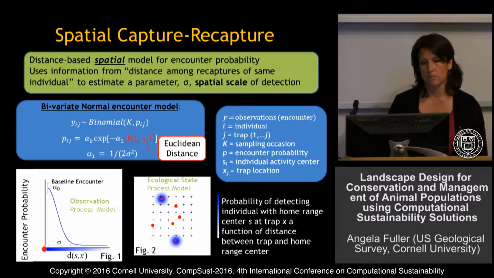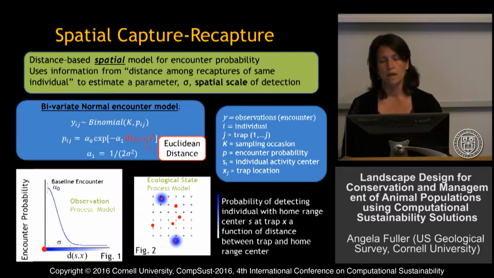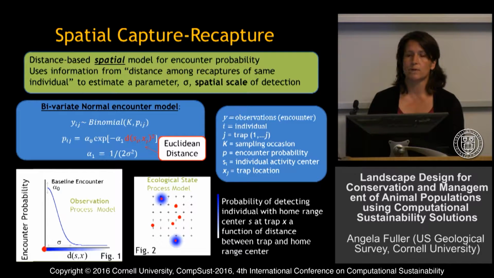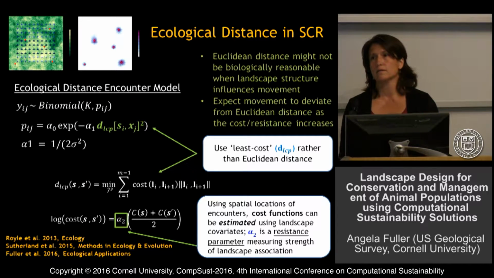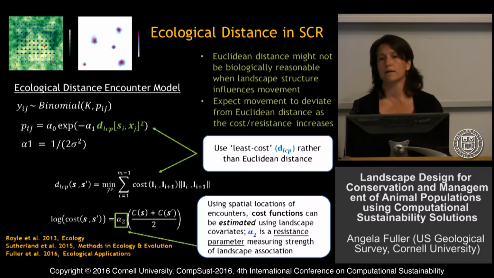The other part of the spatial capture-recapture model is this ecological state process model, and this is a point process model that describes the distribution of individuals in space. So in figure 2, these are traps in the pluses, and the red dots are home range centers of these individuals. The encounter model is typically this bivariate normal encounter model, and the distance model is based on Euclidean distance. But this Euclidean distance part of this encounter probability might not be biologically reasonable when the structure of the landscape is actually influencing animal movement.